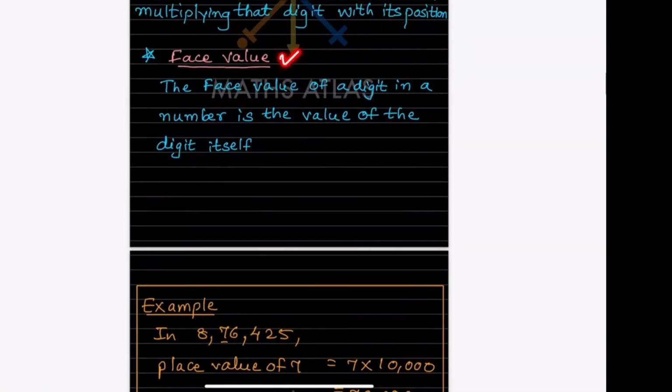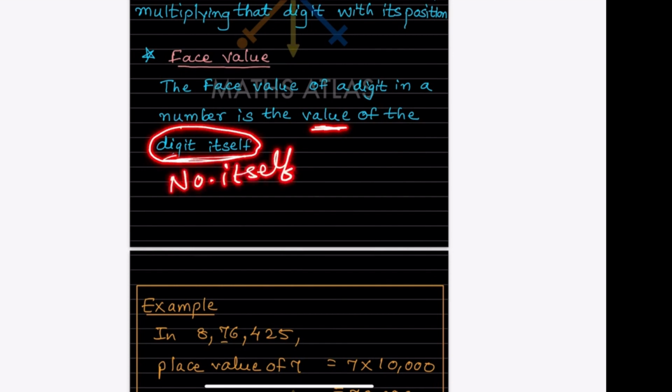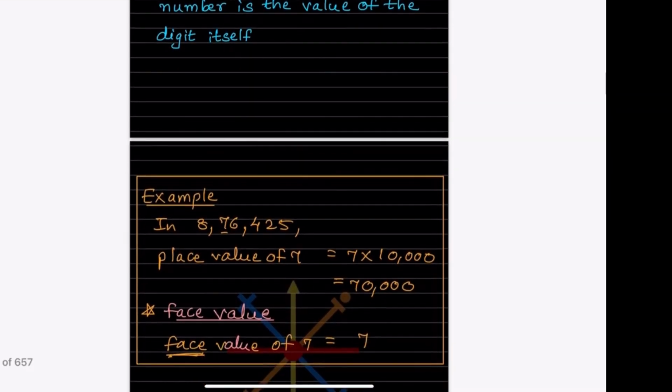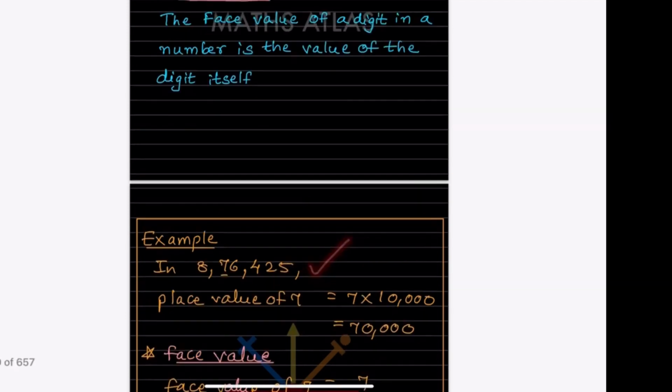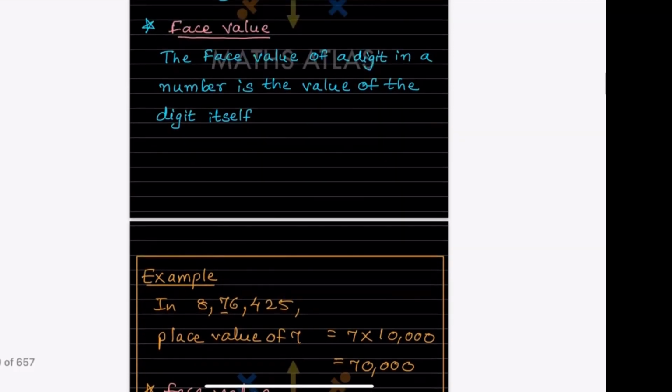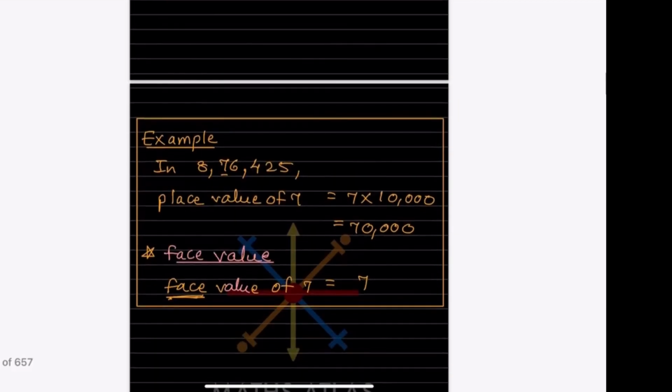Now let us see for the face value. What does the face value say? The face value of a digit in a number is the value of the digit itself. When we say digit itself, that means it says the number itself. Digit itself means the number itself. So I'll show you the example for the face value as well with the same one. So now what does this say? This 7 says we want the face value of it. So it says the digit itself means you have to write the same number. Hope that is clear.